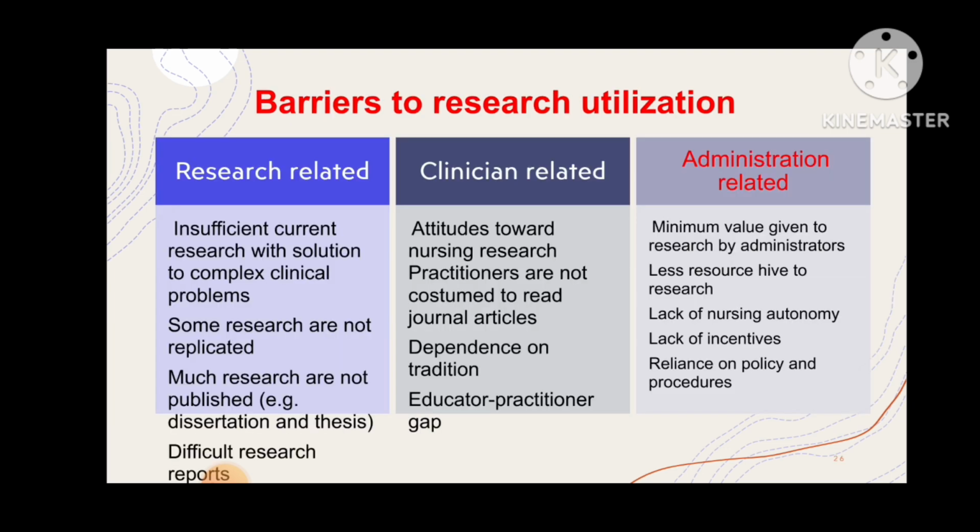So these are the various barriers to research utilization. There are research related barriers, clinician related barriers and administration related barriers. Research related barriers means insufficient current research with solutions to complex clinical problems. Some researches are not replicated. Some researches are not published, for example, dissertation, thesis. Clinician related, there is attitude towards nursing research. Practitioners are not accustomed to reading journal articles, and there is dependence on tradition. Then administration related factors are there.